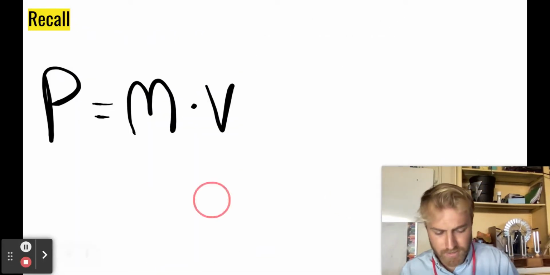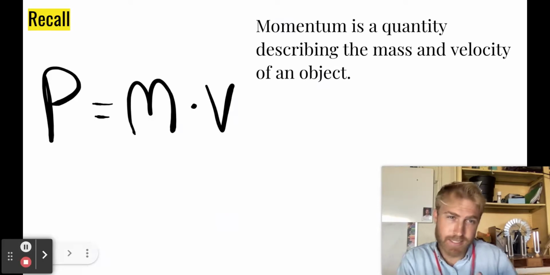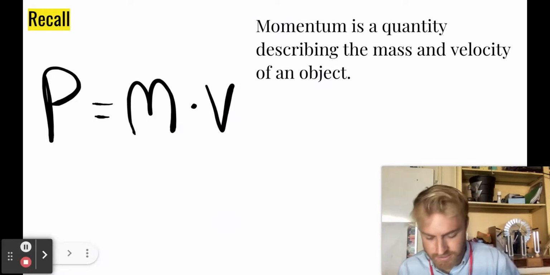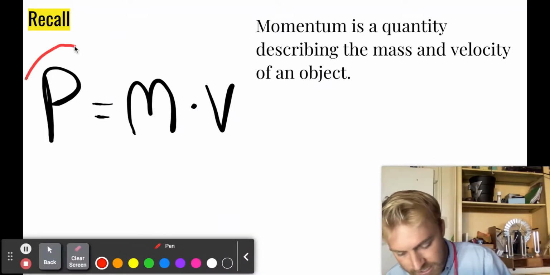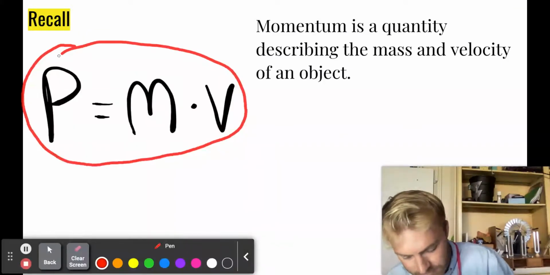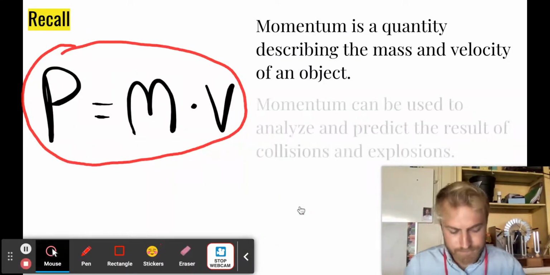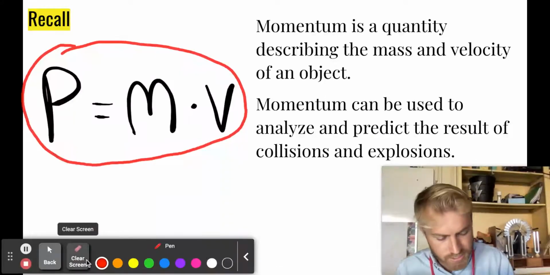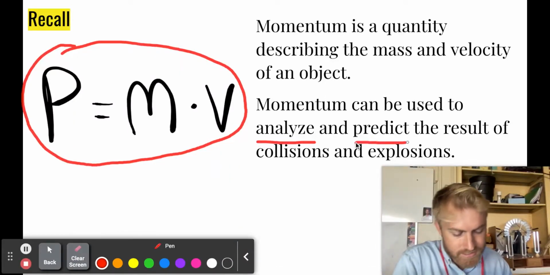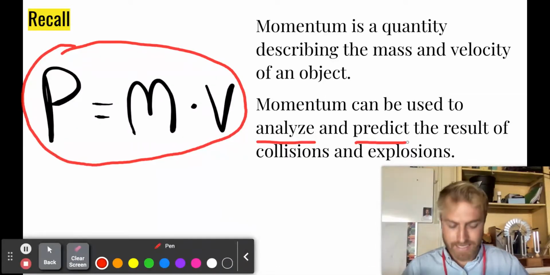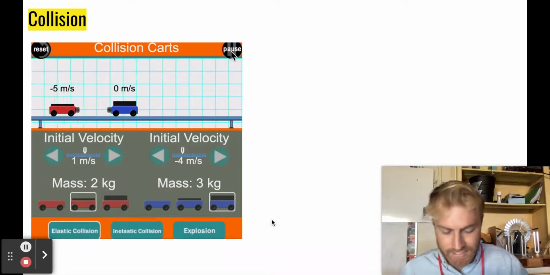But let's recall that momentum is a quantity describing the mass and velocity of an object. P, momentum, equals mass times velocity. Memorize that. Momentum can be used to analyze and predict the results of collisions and explosions. That's why physicists like them so much.